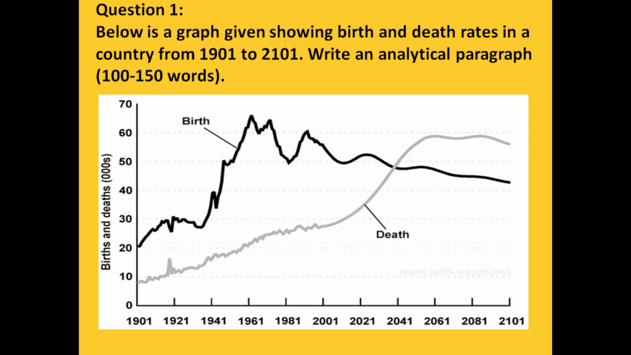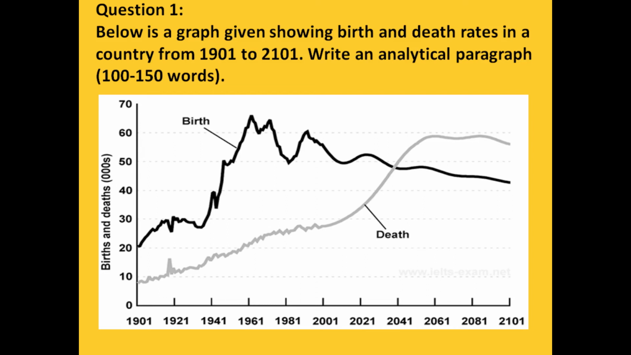Then we find that towards the 1980s again there was an increase, and a sharp decrease in 1981. Around 2000 again it shows a peak, it increases, and again it comes down, and then it shows a downward trend. I think by 2101 they find that the rate of birth in this particular country will be lower than the rate of death.